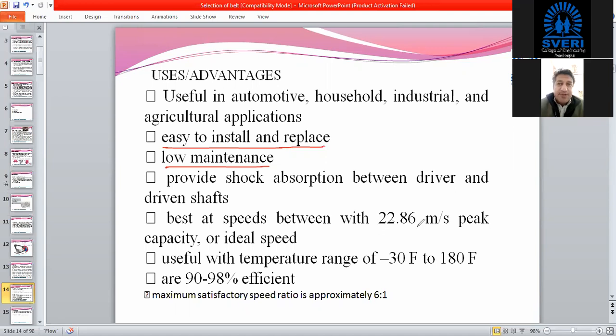Then the best speed for this V drive or V belts is 22.86 meter per second. This speed is the linear speed of the belt, and it can be utilized as the ideal speed of that V drive. Okay, and the temperature range where we can use this V belt is minus 30 degree Fahrenheit to 180 degree Fahrenheit. That means a very wide range of temperature can be sustained by these V belts. And efficiency varies from 90% to 98%.